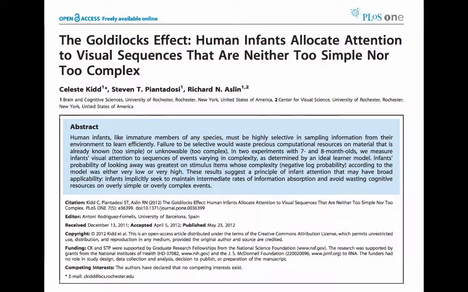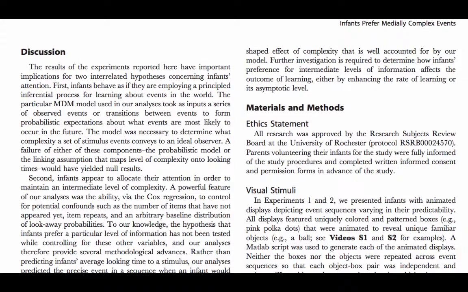Now let's look at only the first sentence of some published papers together. The first paper is The Goldilocks Effect: Human infants allocate attention to visual sequences that are neither too simple nor too complex. This paper is authored by Celeste Kidd, Stephen Piantadosi, and Richard Aslin. We see the first sentence of the discussion reads, "The results of the experiments reported here have important implications for 2 interrelated hypotheses concerning infants' attention."